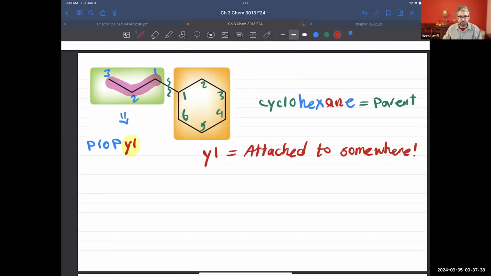If I want to write the name for this compound, it will be propyl. 3 carbons are attached to a cyclic compound, cyclo, that has 6 carbons and is saturated, made of carbon and hydrogen, or alkane. So it will be propylcyclohexane.